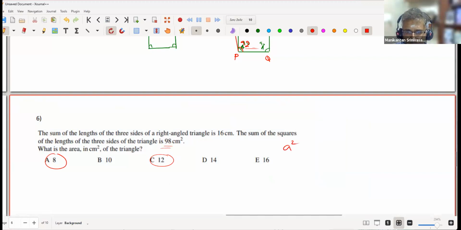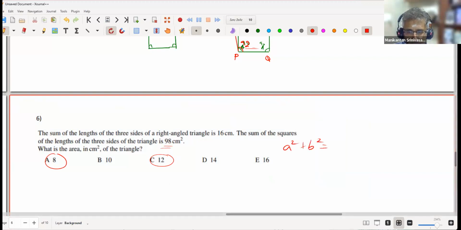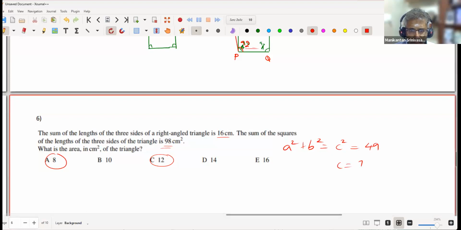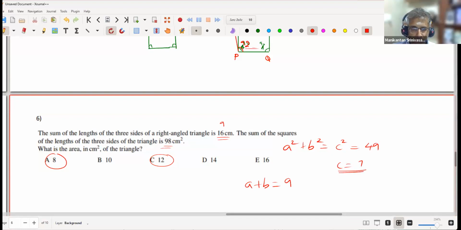So A square plus B square equals C square, and this has to be 49, right? Because A square plus B square plus C square is 98, and because it's a right triangle, it has to be 49 each, which means one of the sides is 7, and the other 2 sides add up to 9. So A plus B adds up to 9 and C is 7.